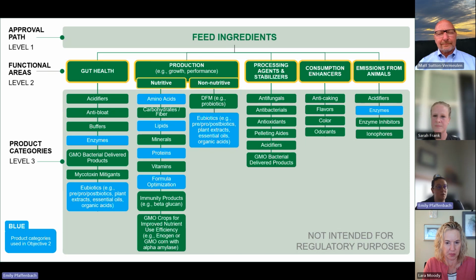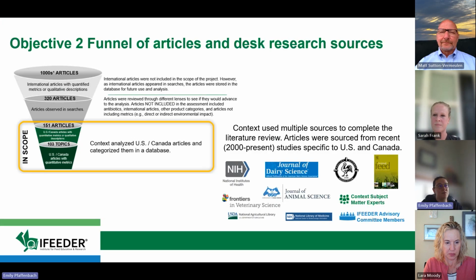Thanks, Sarah. So the next step that we did was we went to use multiple sources to complete the literature review by searching for those 6 categories that were identified in the previous step. As articles came in, we were finding thousands of them that included international and domestic based research.